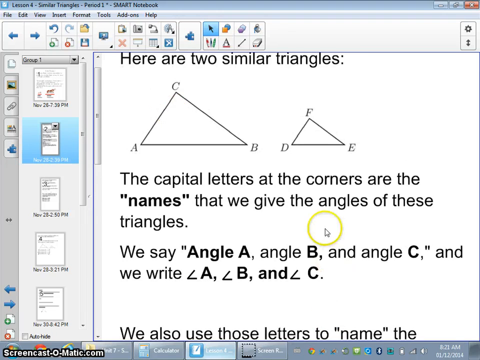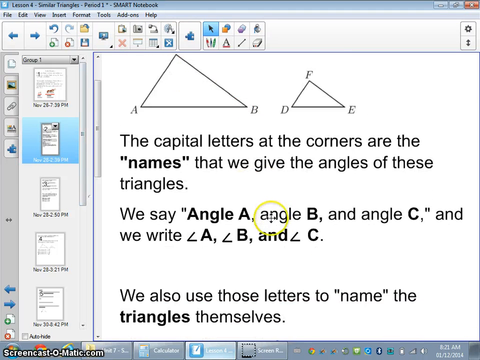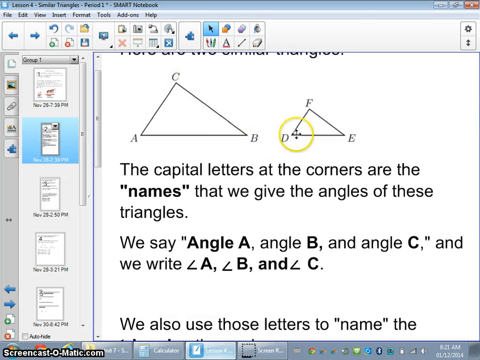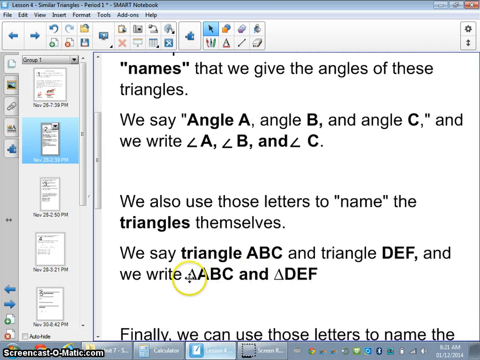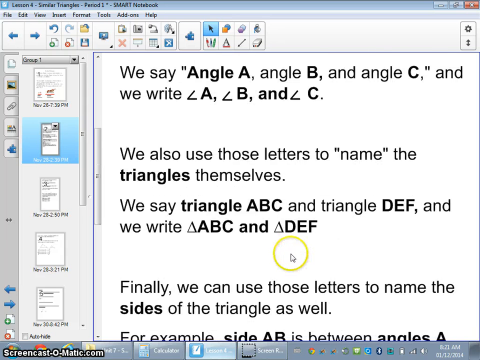We also use these letters here to name the triangles themselves. So we would say that this one here is triangle ABC, and this one is triangle DEF. And again, we write it with this symbol here. This symbol means triangle: triangle ABC, triangle DEF.